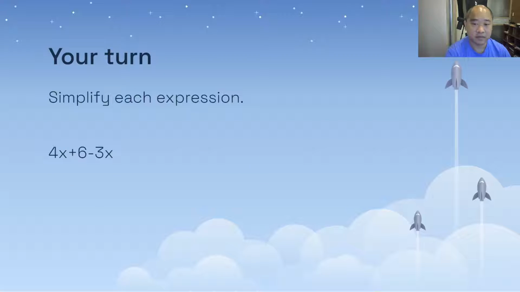Your turn. Simplify the expression. So here we have 4x and a negative 3x. So that leaves you with just 1x and then the 6. Here we have parentheses, which means we have to distribute that out. So 4 times q is 4q. 4 times 8 is 32 times p plus p. So now we have two like terms, and we're going to combine those.